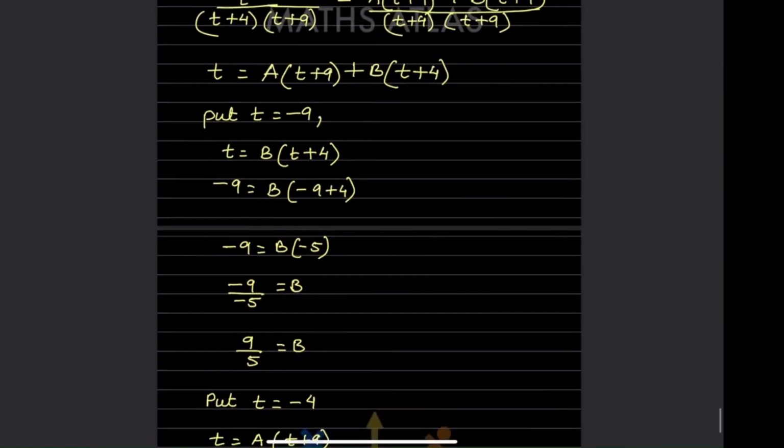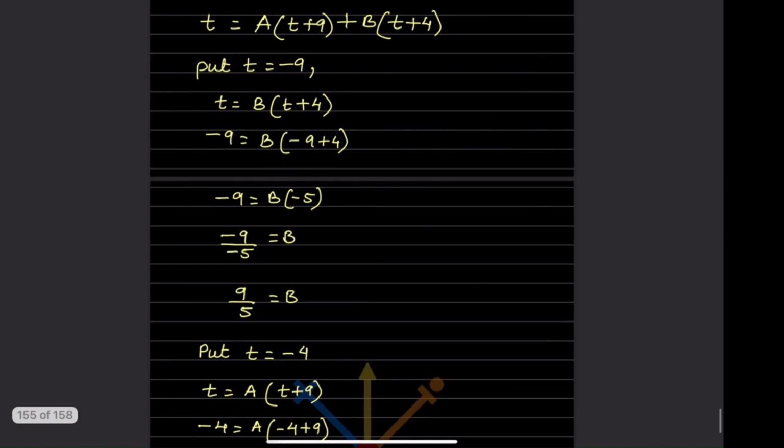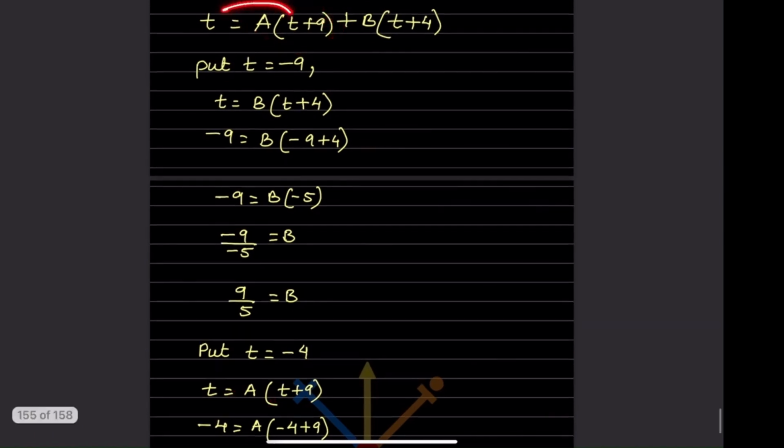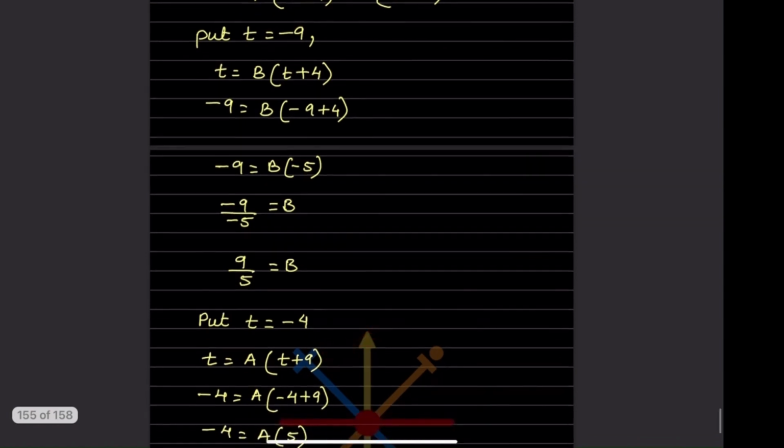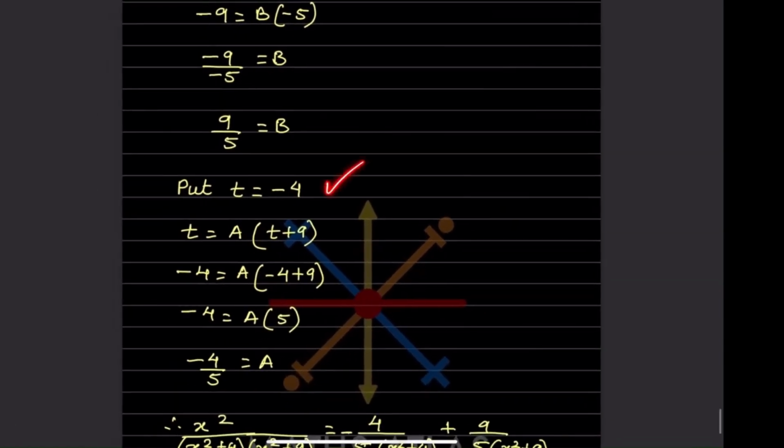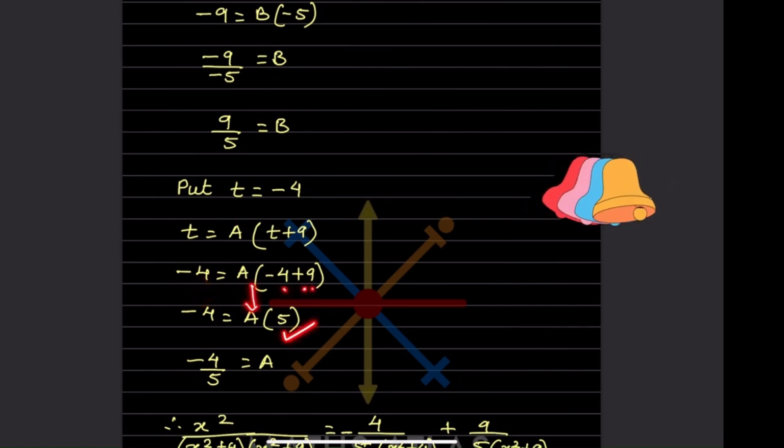So this whole part, I'll just minimize this one, a into t is going to be a plus this one. We'll write it over here, then we are going to put the t value as minus 4. So here we'll put minus 4, this will be as it is, here t is equal to minus 4 as it is. So minus 4 is equal to a as it is, and minus 4 plus 9, that is going to be 5.